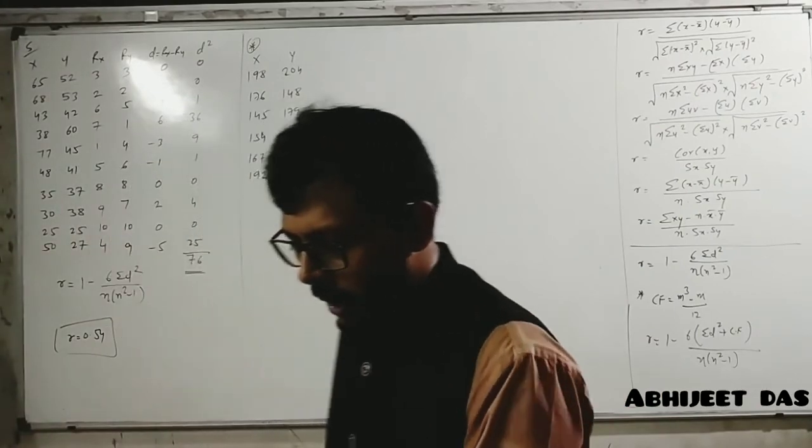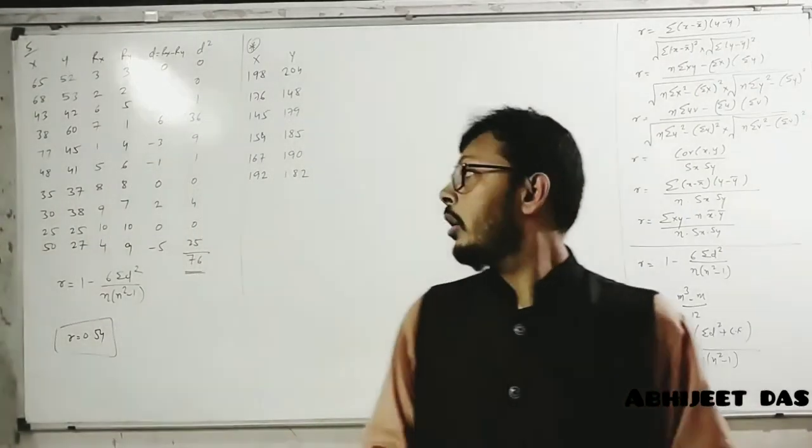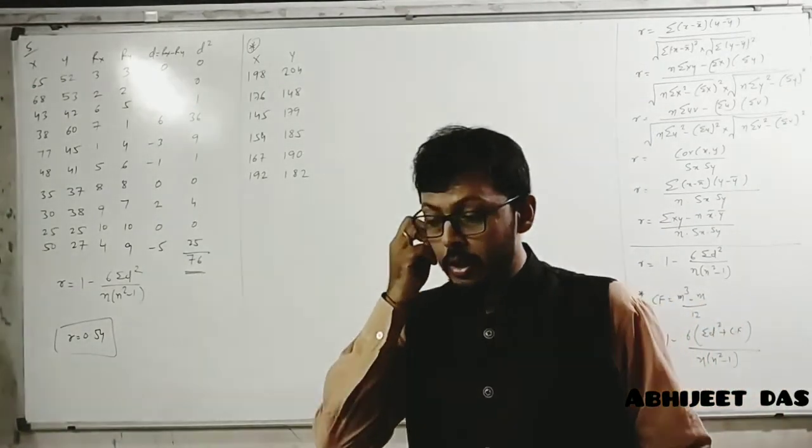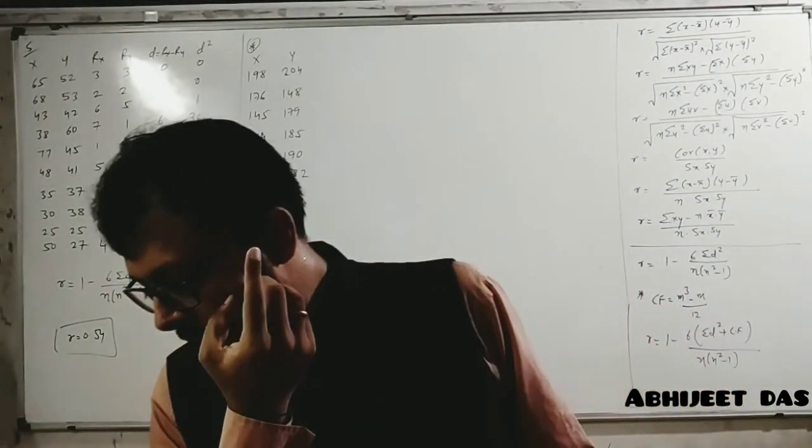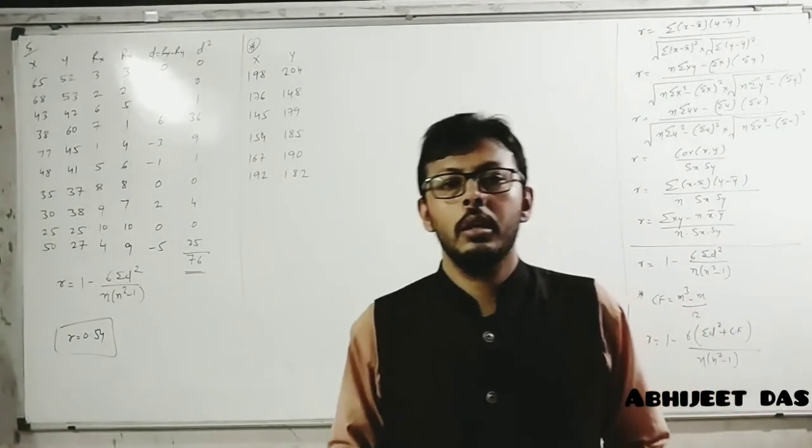With this, we have completed section E. This is the last sum. Sixth sum was the last sum. The answer for sixth sum is 0.13.